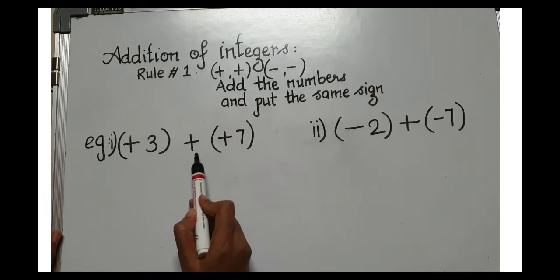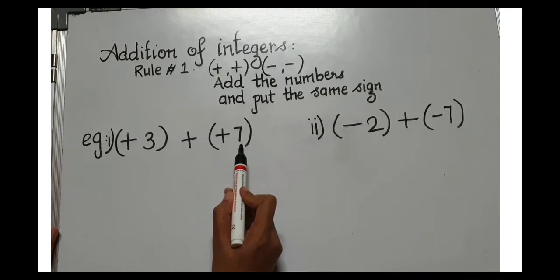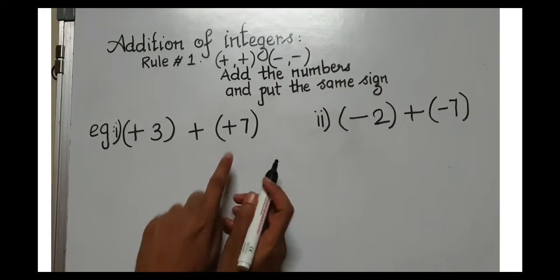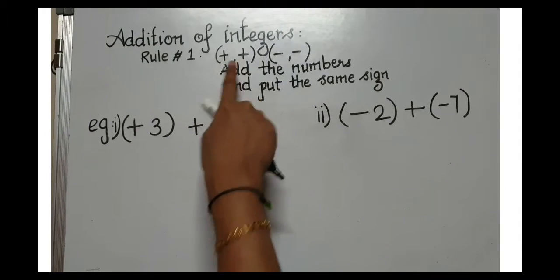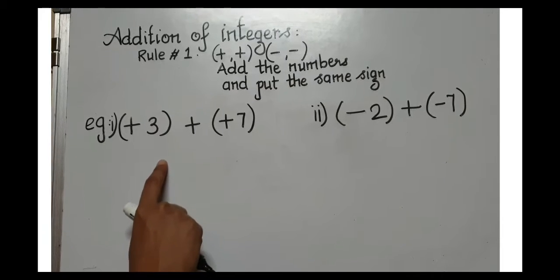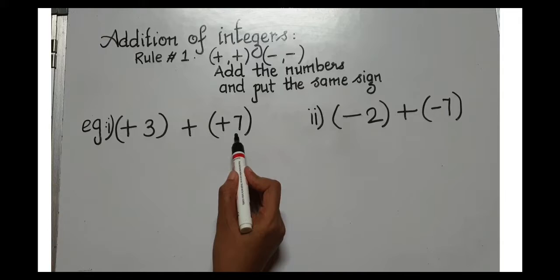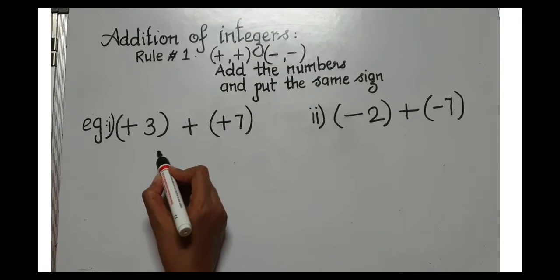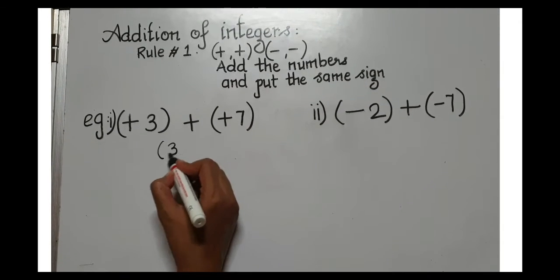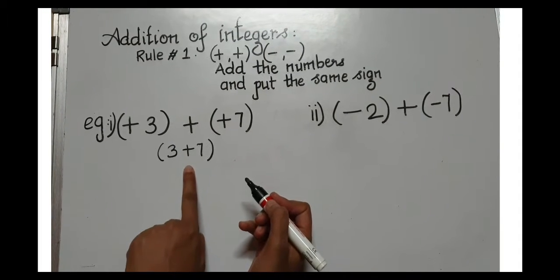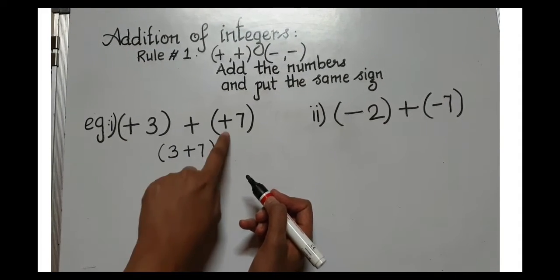Plus 3 plus plus 7. So positive 3 plus positive 7. You have positive, positive. So this rule we are going to use over here. What according to the rule you are going to do is add the numbers. So I'll take 3. I'm writing this separately for you. 3 plus 7. Okay. So this is according to my rule.